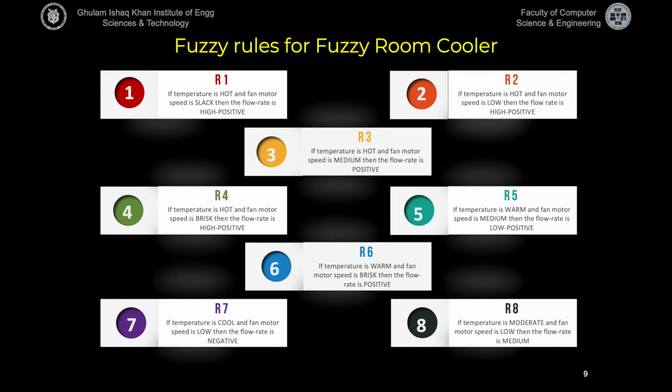So if the temperature is hot and the fan motor speed is slack, then the flow rate is high positive. Similarly, if the temperature is hot and fan motor speed is low, then the flow rate is high positive, and so on. If temperature is hot and fan motor speed is medium, then the flow rate is positive. If temperature is hot and fan motor speed is brisk, then the flow rate is high positive. If temperature is warm and fan motor speed is medium, then the flow rate is low positive. If temperature is warm and fan motor speed is brisk, then the flow rate is positive. If temperature is cool and fan motor speed is low, then the flow rate is negative. If temperature is moderate and fan motor speed is low, then the flow rate is medium. So these 8 rules connect the fuzzy input terms into fuzzy output terms, and these are the fuzzy rules for the fuzzy room cooler.